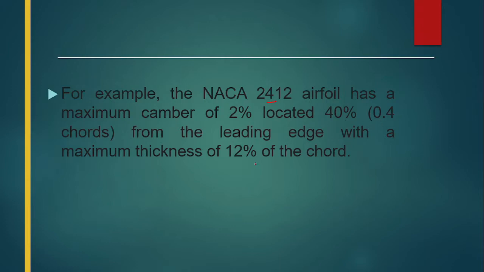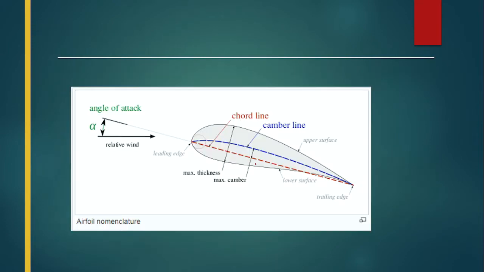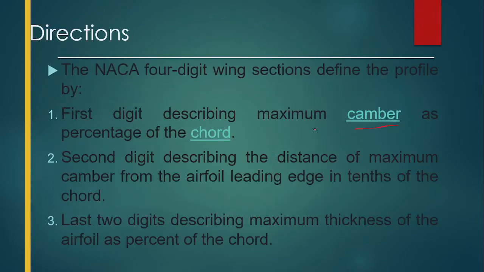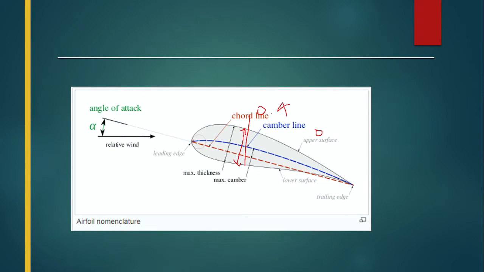And it has a maximum thickness of 12%. So here it has a camber of 2%, which is located at 0.4 of the chord length, and the thickness to chord ratio is 0.12. So this thickness to this length, the ratio between this length to this length, is 0.12. So this is how we name an airfoil based on the NACA 4-digit series.